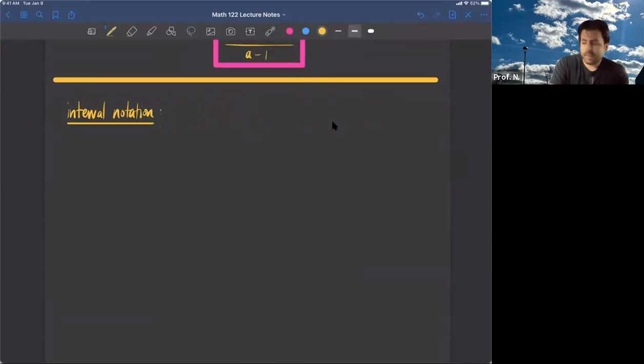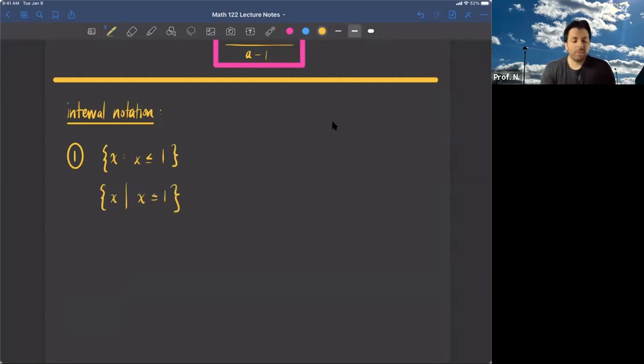So do you have one in particular? These go really quickly. So number one, for example, right? Sometimes we use two dots, the colon, or sometimes we use the bar: x such that x is less than or equal to 1. This is just set builder notation, right? This is what's called set builder notation. And what we're doing is we're going to rewrite the set builder notation into interval notation.